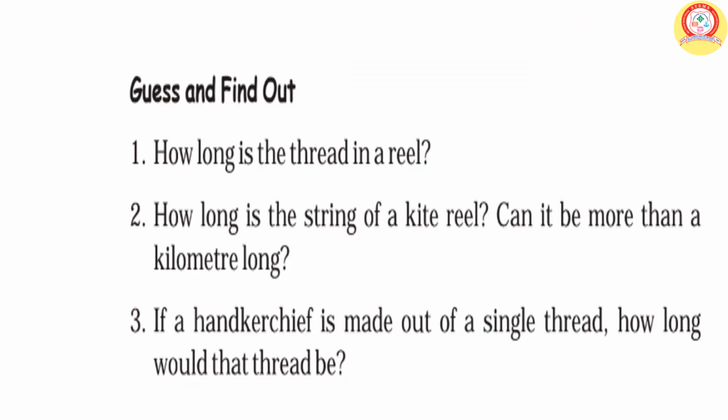Page number 21. Next activity, guess and find out. How long is the thread in a reel? So children, the length of a thread in a reel depends on its size. It may be 50 meter, 100 meter, 200 meter or 500 centimeter, etc.